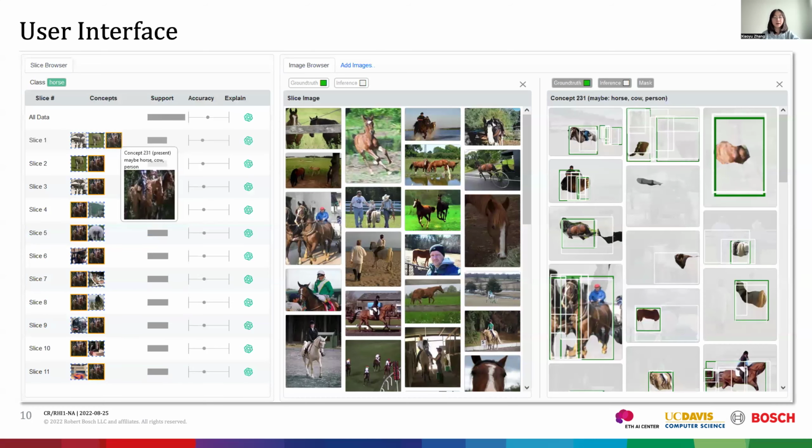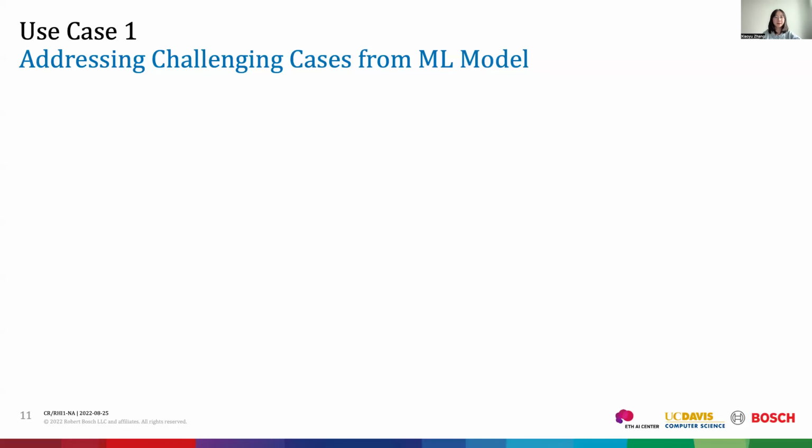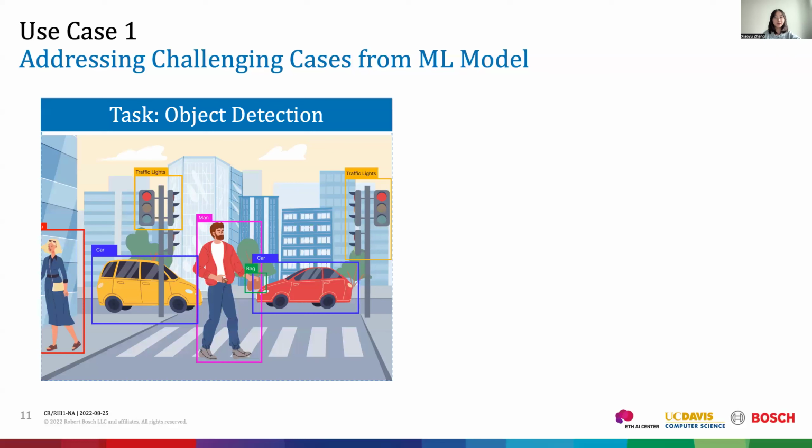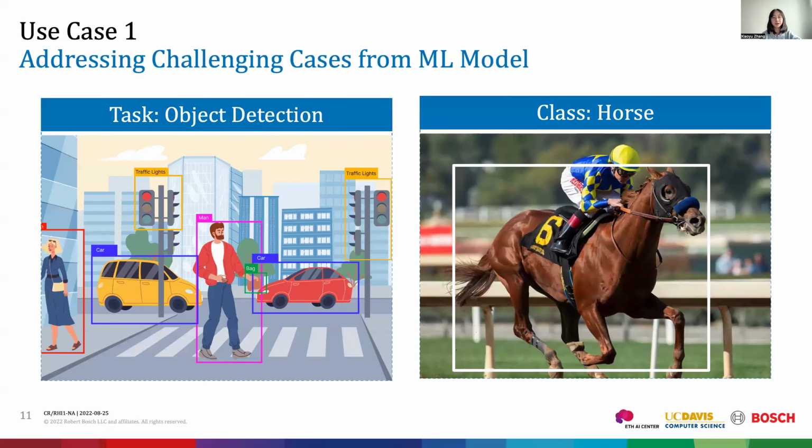We developed a novel visual analytics system to implement this workflow. In this first use case, we will demonstrate how our system can help identify various issues in the object detection model. In particular, how it can help alleviate model defects caused by complicated cases involving spurious correlations and object overlapping for the class horse.